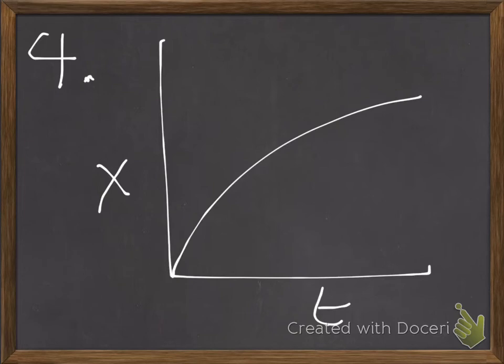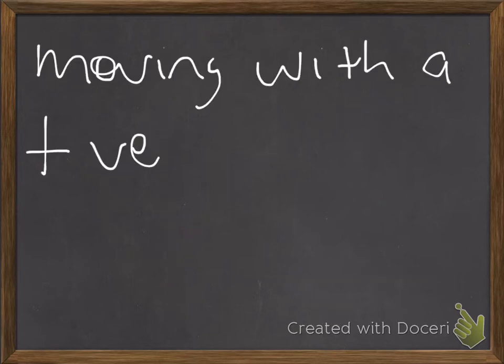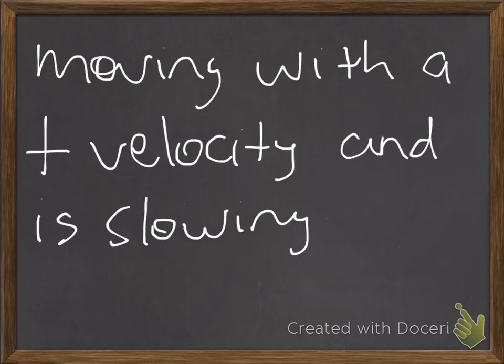Number 4, it is curving down, so it's a little bit different. So let's describe what's going on here. The slope is decreasing, so that means the velocity is decreasing, or in other words, it's slowing down. Alright, so we're moving at a positive velocity, and we are slowing down. So we have a negative acceleration here.